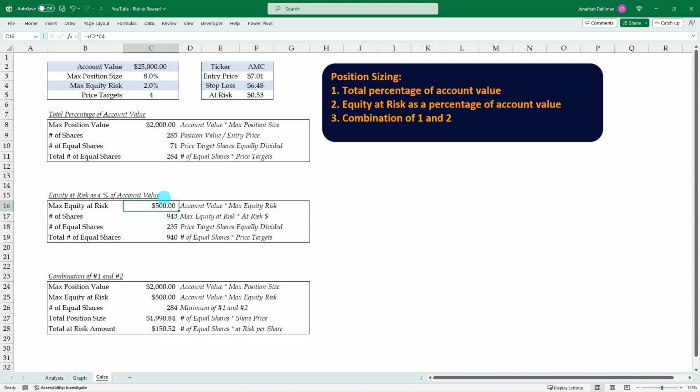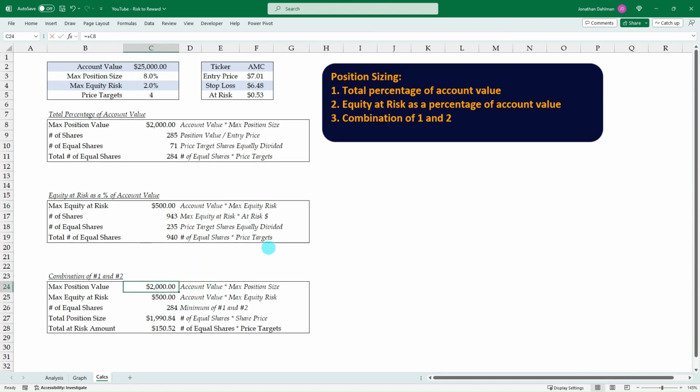And so pretty big differences as far as the share count, 284 versus the 940. So if you're looking at this and want to keep each one of your positions basically equally weighted, you really need to combine these two. You need to consider both the max position value, the max amount of capital you're willing to commit, and also the max amount of equity you're willing to risk on a position. So in order to do that, you have to combine the two.